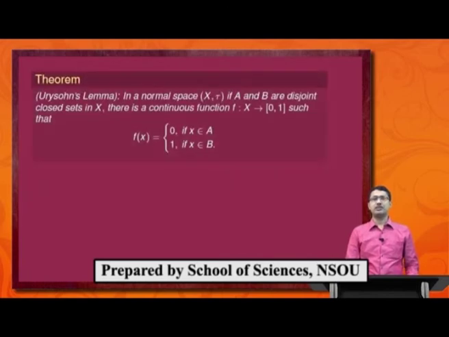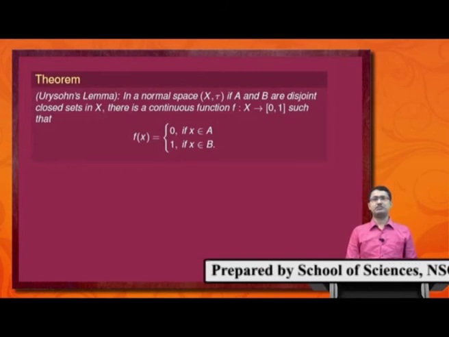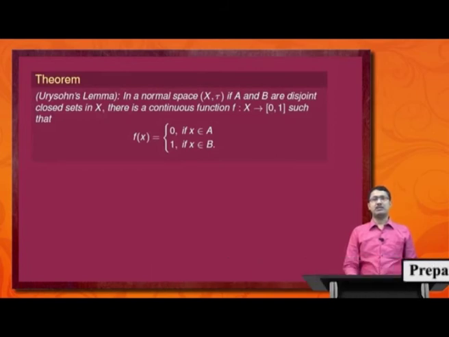Next we introduce a very important and well-known lemma, known as Urysohn's lemma. In a normal space (X, τ), if A and B are disjoint closed sets in X, there exists a continuous mapping f from X to the closed interval [0, 1] such that f(x) equals 0 if x belongs to A and equals 1 if x belongs to B.